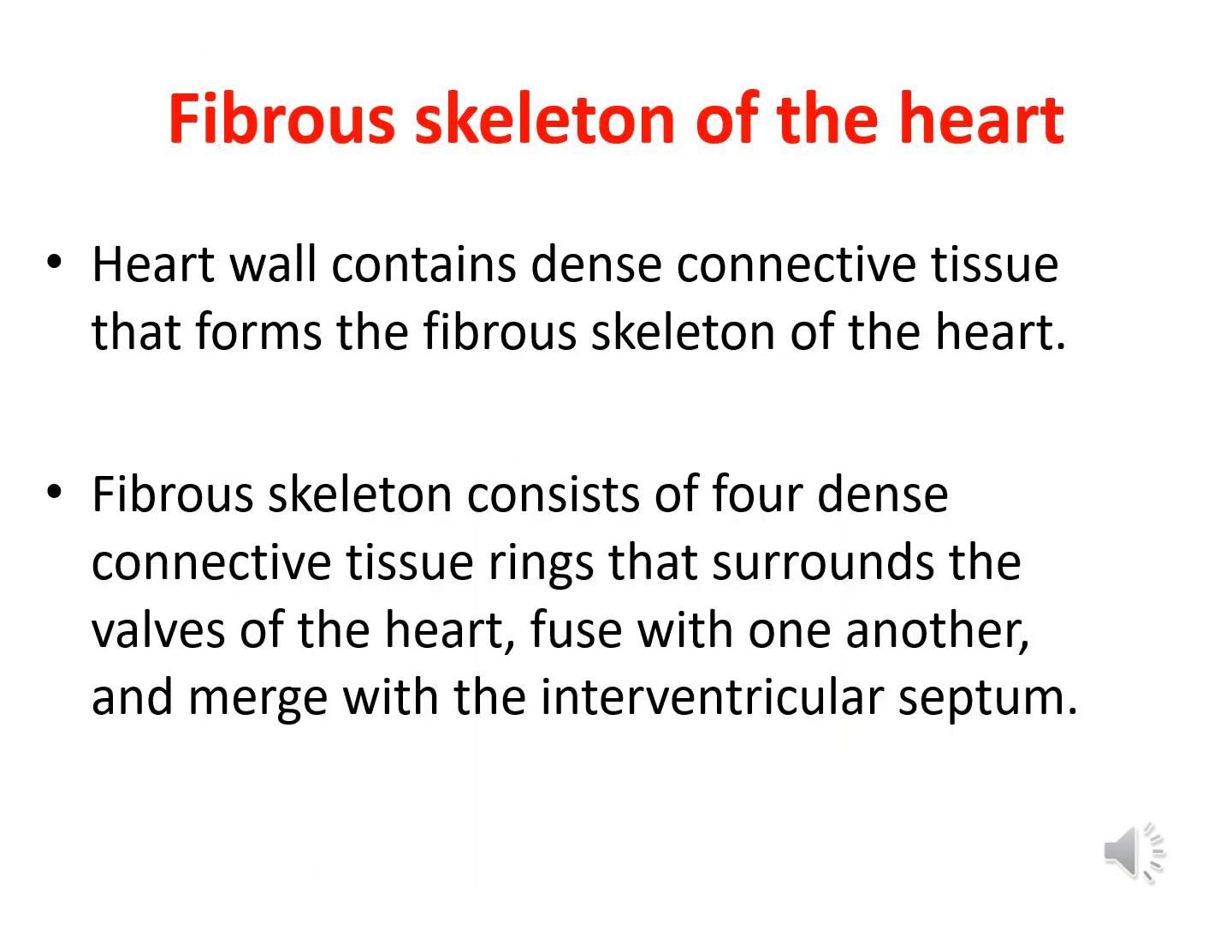Now we come to the fibrous skeleton of the heart. The heart wall contains dense connective tissue that forms the fibrous skeleton of the heart. The fibrous skeleton consists of four dense connective tissue rings that surround the valves of the heart, fuse with one another and merge with the interventricular septum.